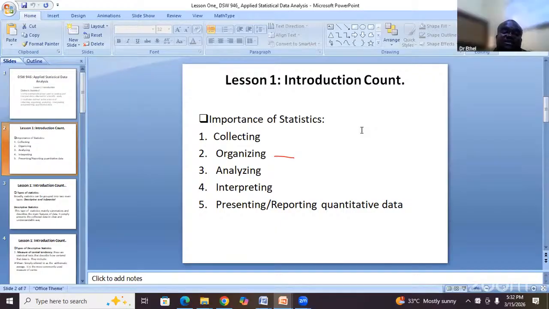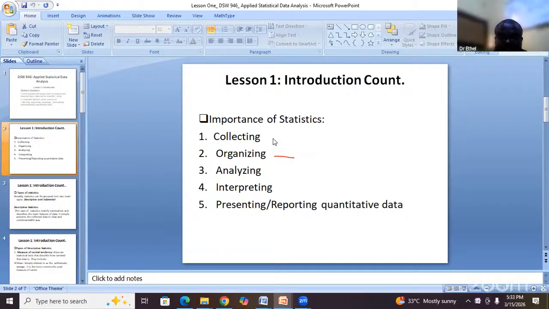Good. The next thing is the importance of statistics. Why is it important to us in social work to understand what statistics is all about? It's important because of the following reasons. We need it in collecting, analyzing, organizing, interpreting, and presenting quantitative data.